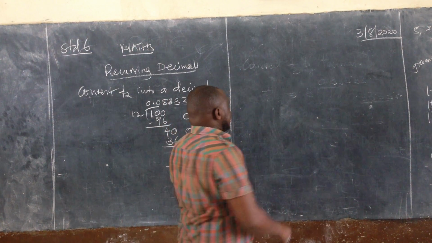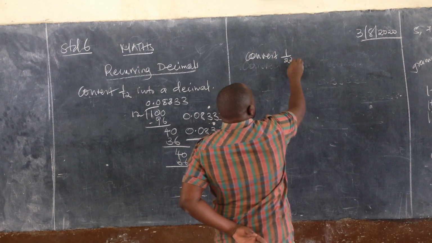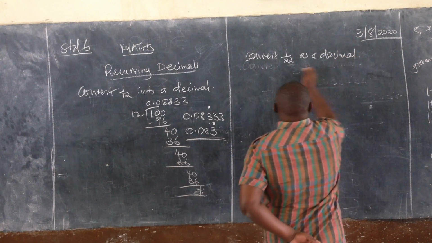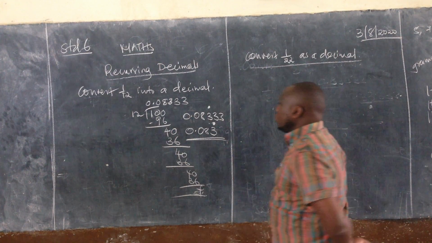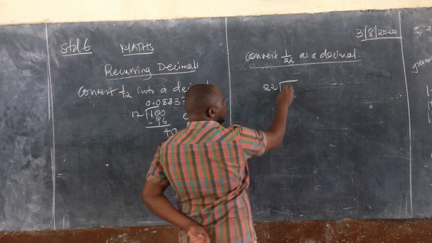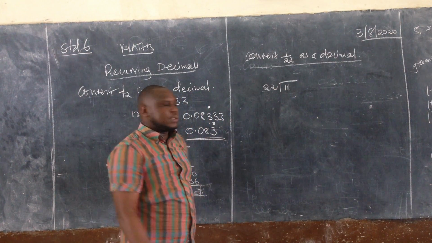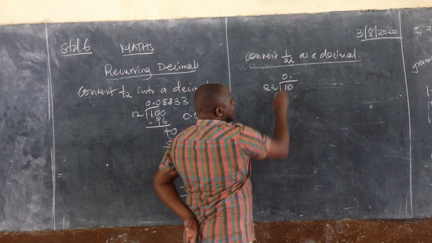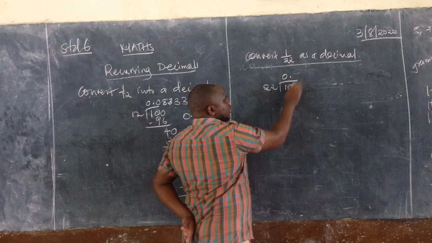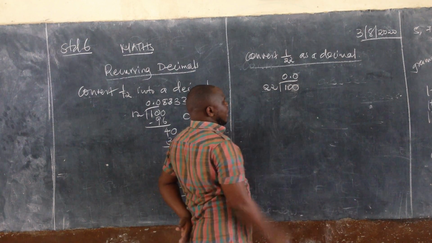Convert 1 over 22 as a decimal. So obviously, the denominator outside, the numerator inside. So the 22 cannot get into 1 because 1 is small. So 0 point and add a 0 there. The 22 is still bigger than this number. You add a 0 there. So first add a 0 on top and then inside there. So 22 and then we have 100 there.